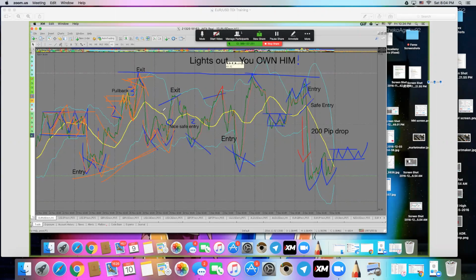Okay, nice safe entry. This signifies an entry here. All right, the cross of the red to the yellow. It's a nice safe entry. Remember I said that those are the best entries. You got them. Exit out the band.